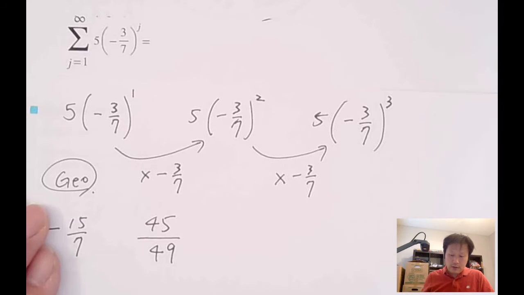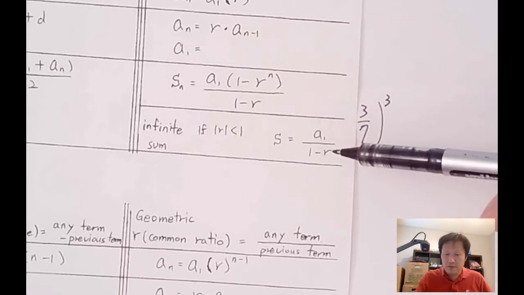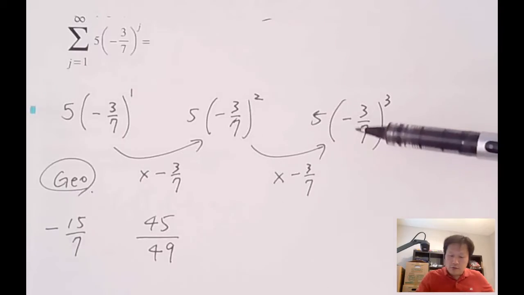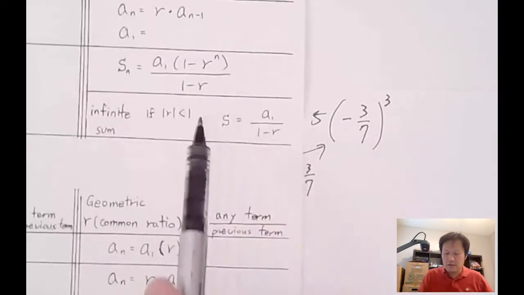Then what? Do you remember geometric sequence has two different formulas? One is finite, one is infinite. Do you see the terminating index is infinity? That means it's an infinite sum, meaning you get to use this formula.